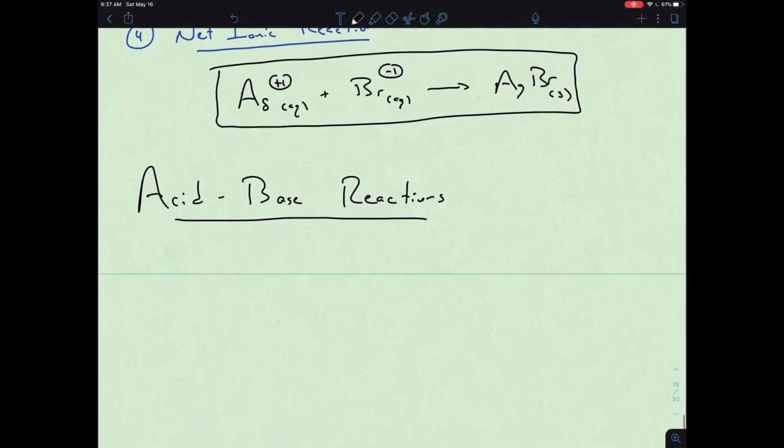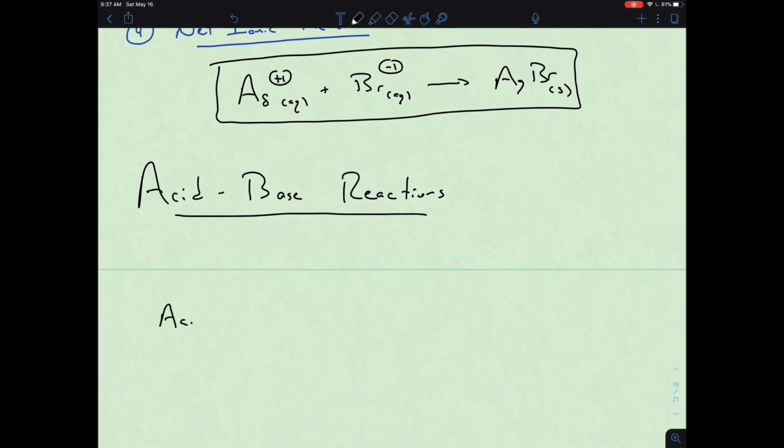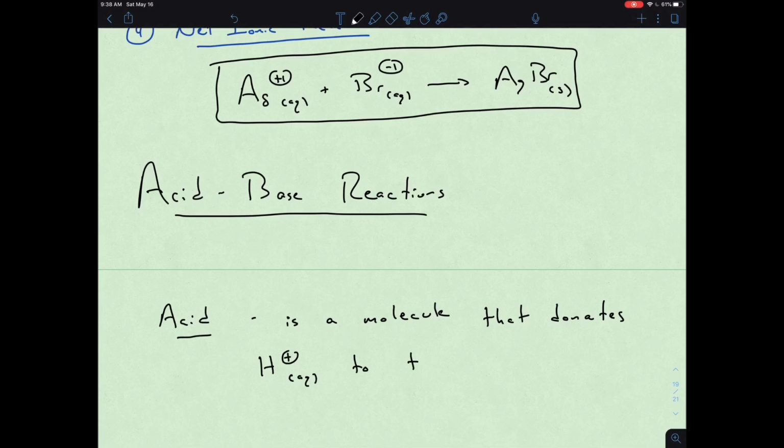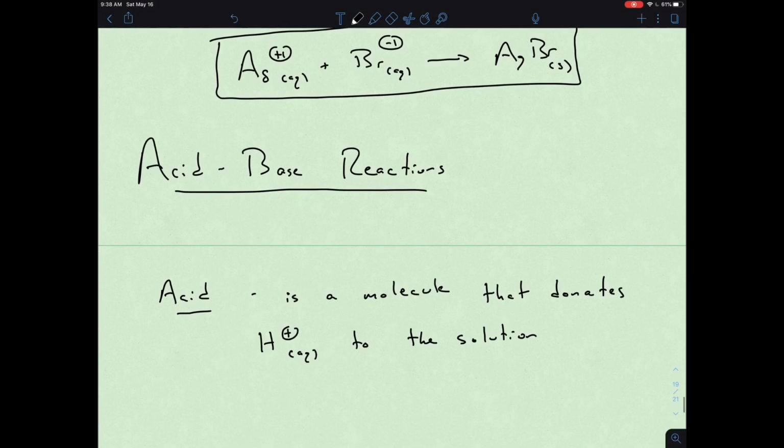And we should have a definition of what an acid is. And for right now, we're being very general. An acid is a molecule that donates H plus to the solution. H plus is also known as a proton.